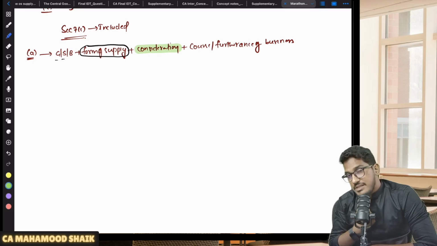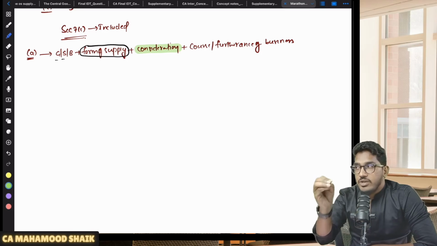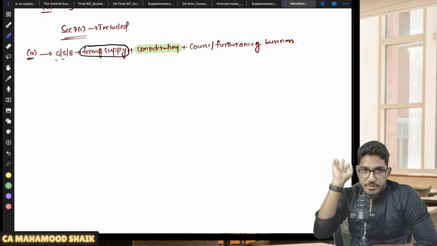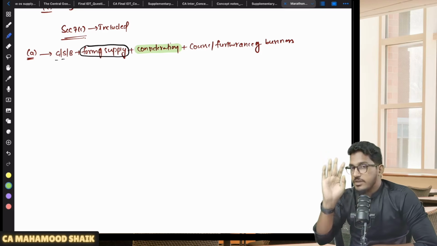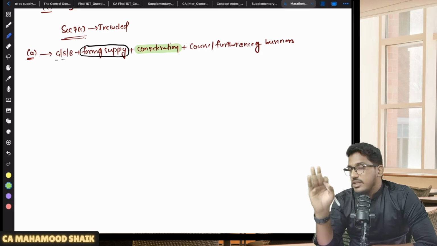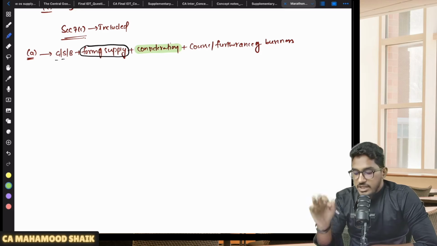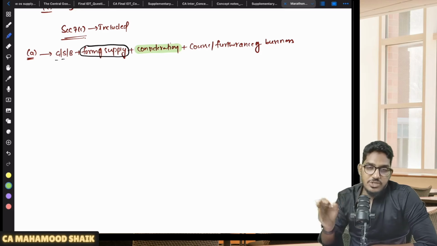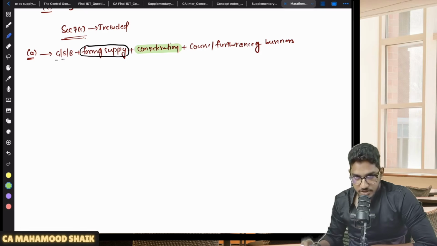Sir, will that also be a consideration? Yes. Consideration need not come from the recipient. We can get it from other people also on behalf of the recipient. Understood? So there must be consideration. If there is no consideration, sir, it will not qualify as supply under section 7 subsection 1 clause A. There must be consideration.